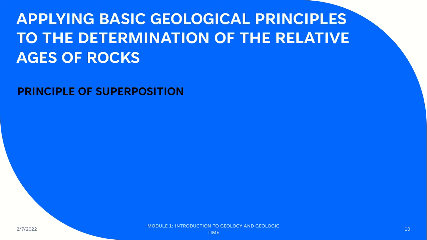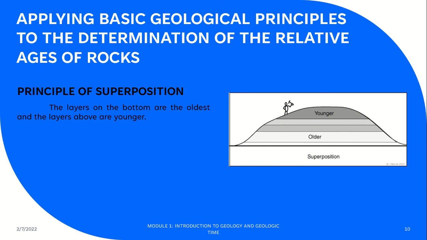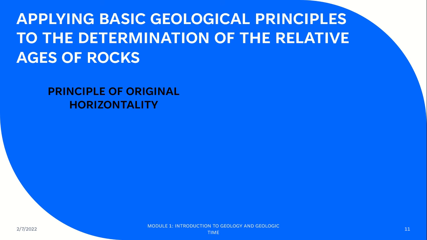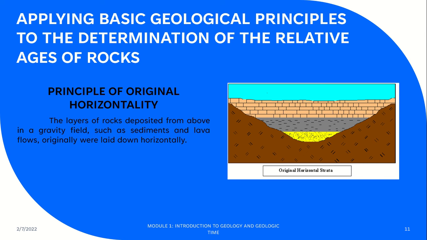Next, we have applying basic geological principles to the determination of the relative ages of rocks. First, we have principle of superposition. This means the layers on the bottom are the oldest and the layers above are younger. Take a look at the illustration. Next, we have the principle of original horizontality. This means the layers of rocks deposited from above in a gravity field such as sediments and lava flows originally were laid down horizontally. Take a look at the illustration.